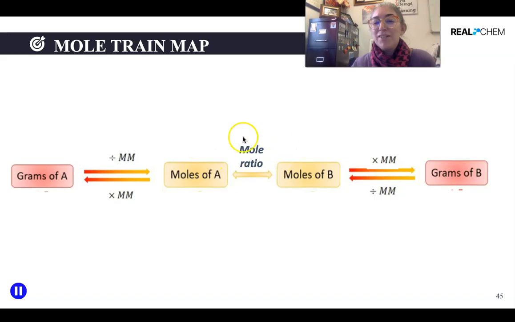So our balanced equation gives us essentially another conversion factor, which we call the mole ratio, and that's just the ratio of the coefficients of A and B. We can extend that: if we have grams of A and we want to know grams of B, we just need to convert to moles first using molar mass, then use the mole ratio, and then use the molar mass of B.